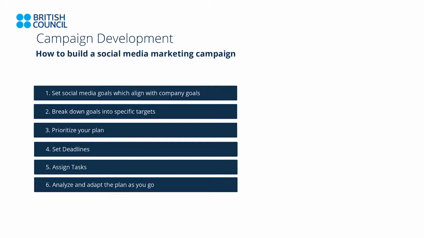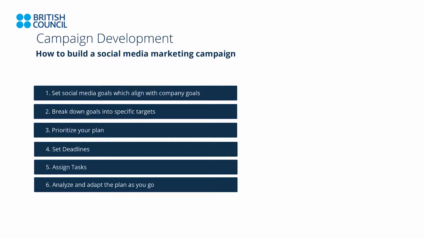Number 1, you have to set social media goals that align with your company goals. It's very important that for any form of paid marketing you're doing, you don't set your goals in isolation. You have to set your marketing goals or your campaign goals in relation to your business and company goals, ensuring that your social media goals are just an extension or another avenue to help you achieve your company's bottom line.